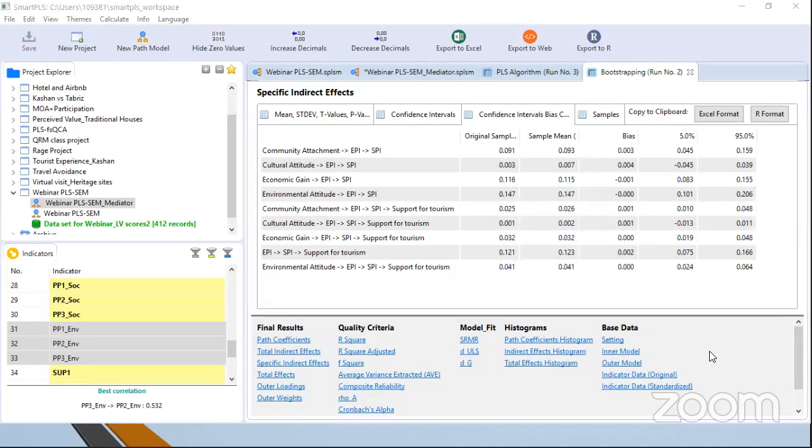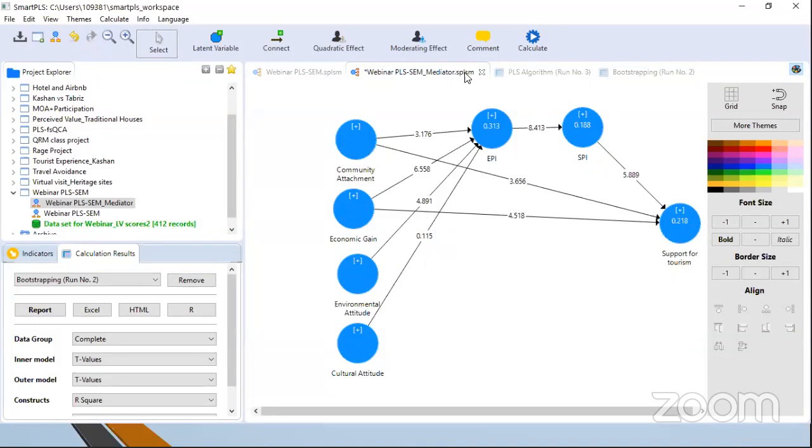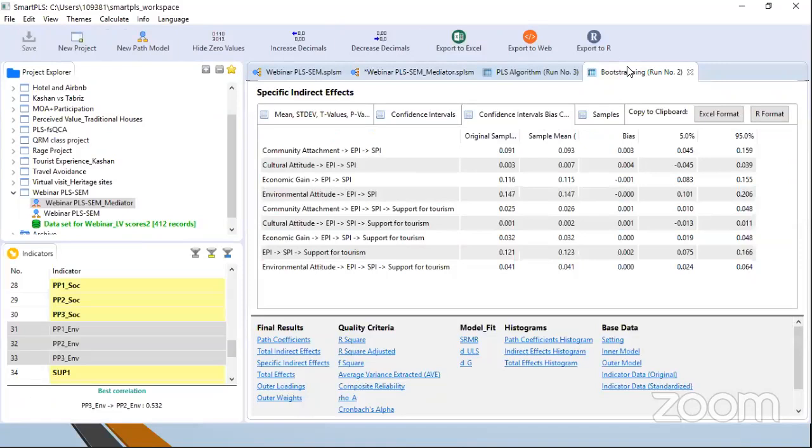Yes, Prof. But what about the other relationships? Like now we can say that serial mediation exists depending on the bootstrapping. And what about the other? This is a combined effect. Are we going to report the significance of EPI to SPI and SPI to the DV? It depends on your hypothesis. Please be careful.